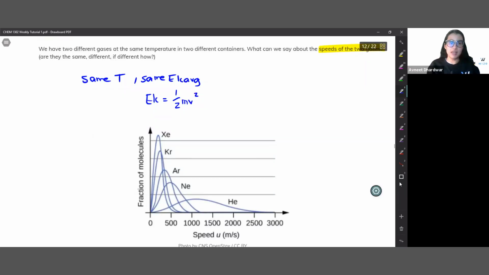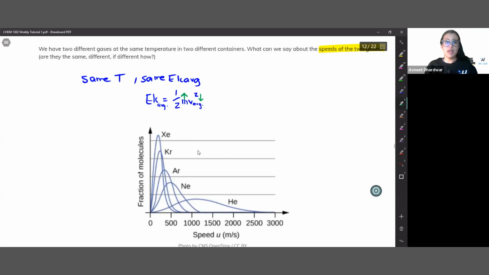But just for understanding, even if two different gases have the same average kinetic energy, they're actually going to be at different speeds, because one of the gases is going to be heavier, so it's going to have a larger mass. That heavier one is going to have a lower average speed so that it gets the same average kinetic energy. And that's what this graph is showing.